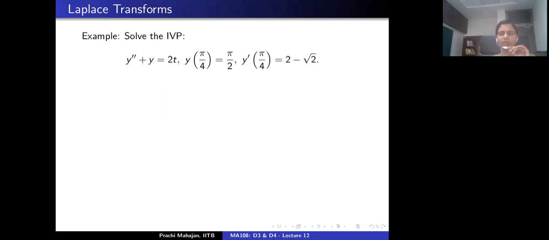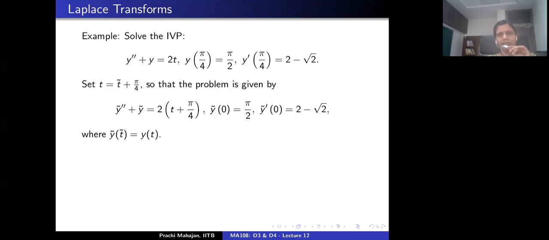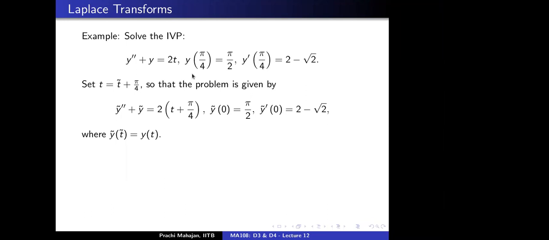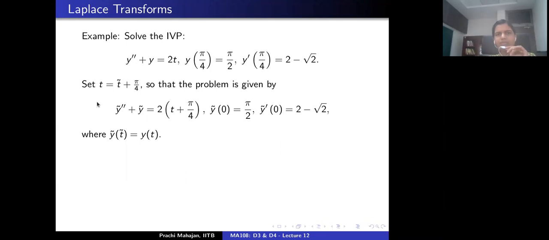One can, and here is what can be done. You reduce the given initial value problem to one which has initial conditions available at the origin. One can do that by making a change of coordinates. So you introduce a new variable t tilde, which is given as t minus pi by 4, so that the problem in the new coordinates t tilde will look as follows.